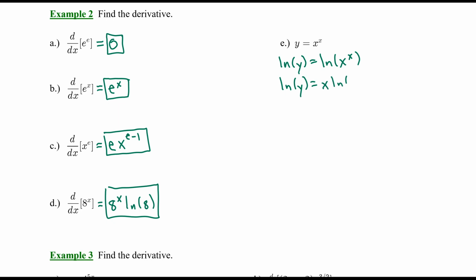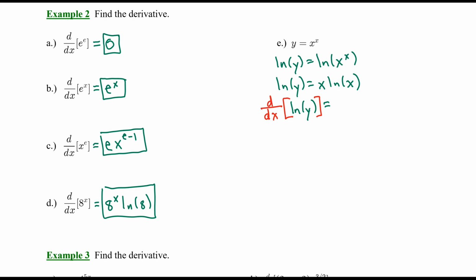Now, we didn't differentiate there. That was a property of logarithms. Once we've separated the exponent from the argument, we're going to differentiate both sides with respect to x. So here's our plan. We want to get this differential operator on both sides.